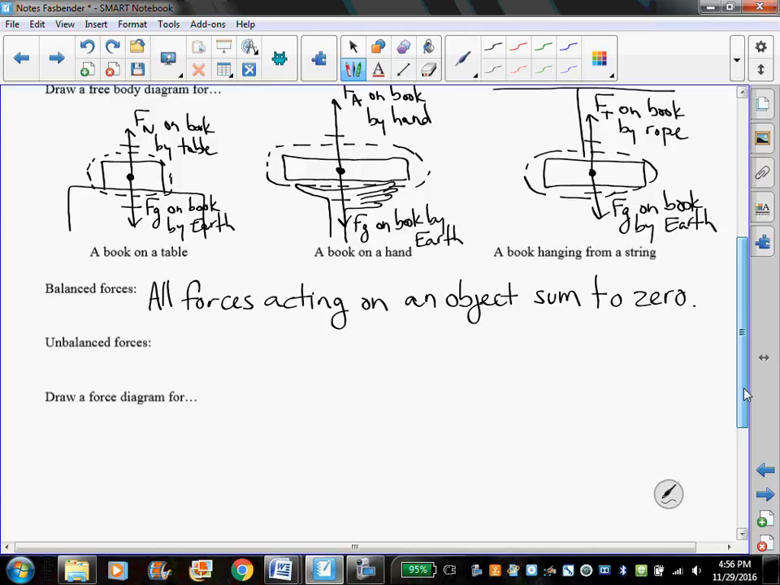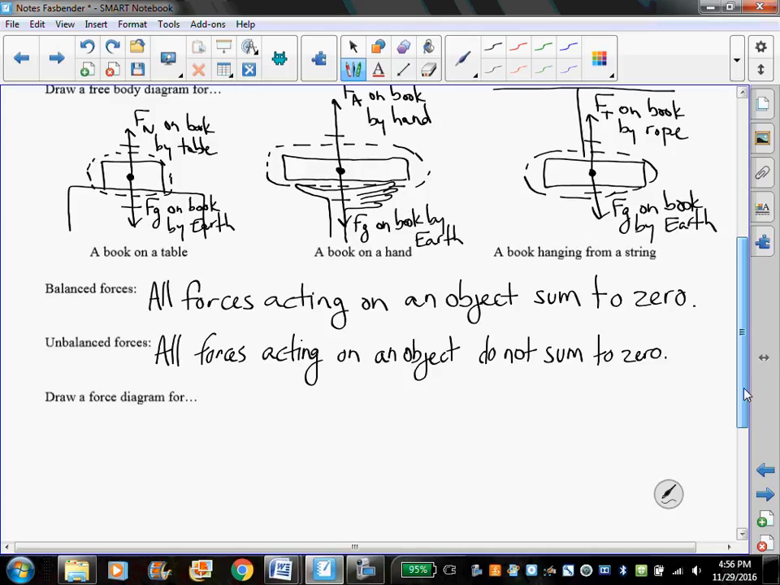Unbalanced forces, as you can probably guess, is when all forces acting on an object do not sum to 0.